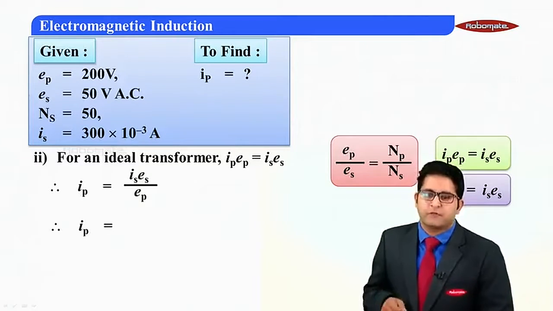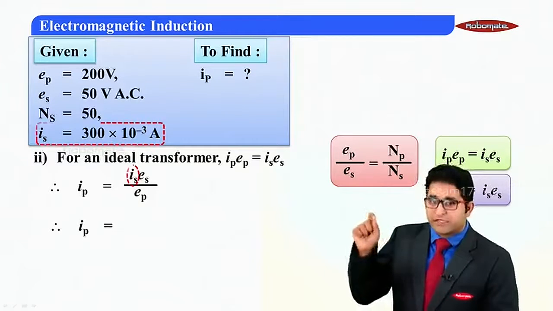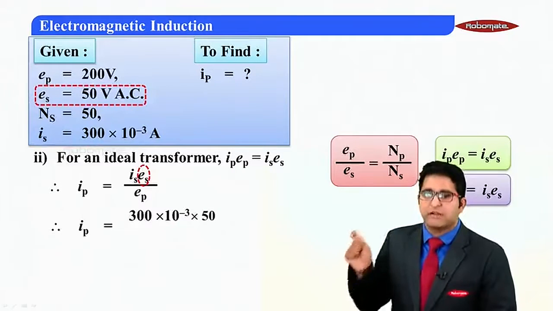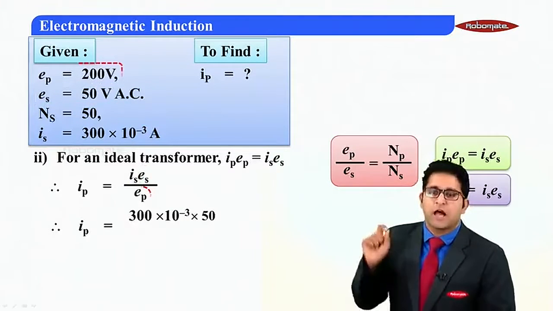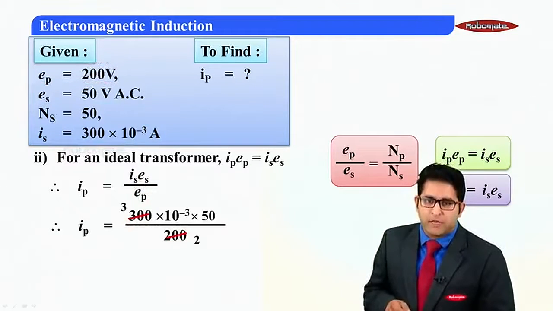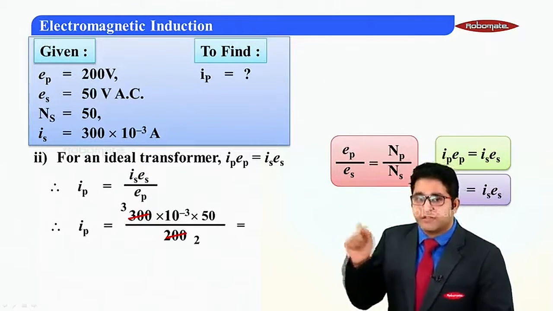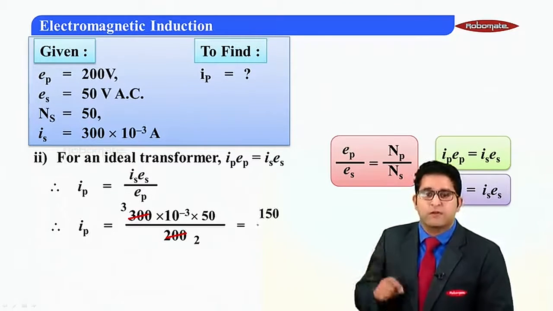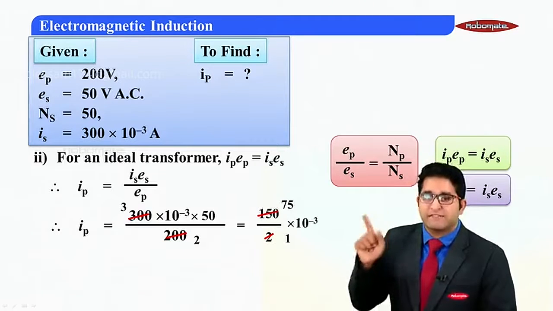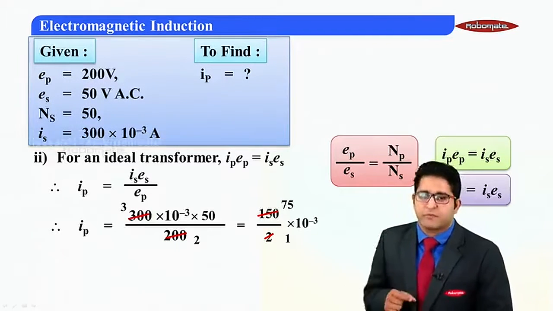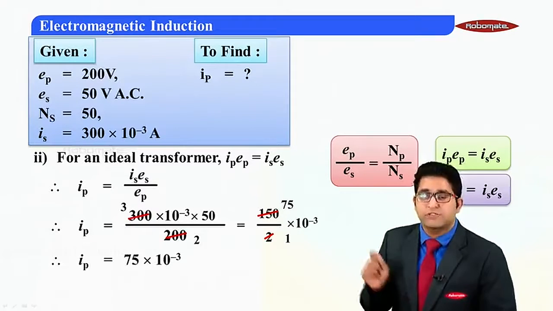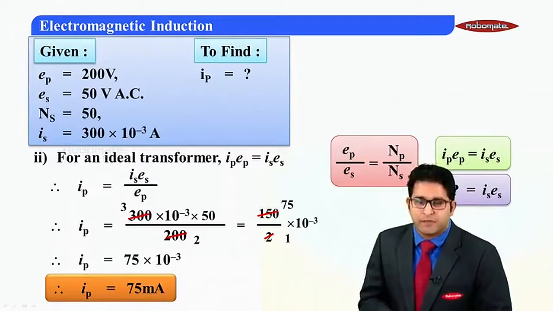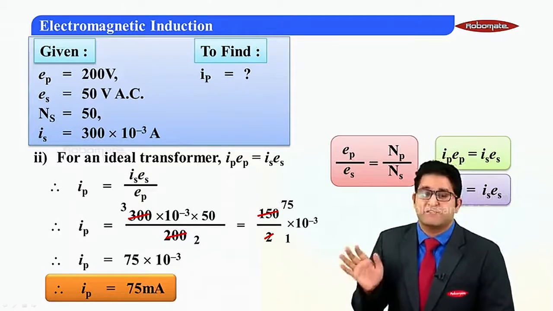So therefore I'll get IP is equal to, what is the value of IS? The value of IS is 300 into 10 raised to power minus 3. The value of ES is 50. So this will become 300 into 10 raised to power minus 3 into 50 upon the value of EP, which is 200, right? So on cancelling I'll get 2 times and 3 times. So this will become 3 into 50, which gives me 150. So this will become 150 upon 2, and on cancelling I'll get 75, and this will get multiplied by 10 raised to power minus 3. So finally I'll get IP is equal to 75 into 10 raised to power minus 3, which is nothing but equal to 75 milliampere. So the current across the primary is 75 milliampere.